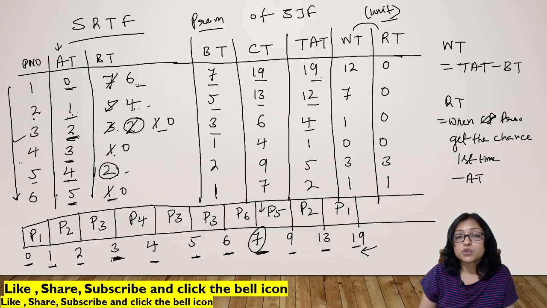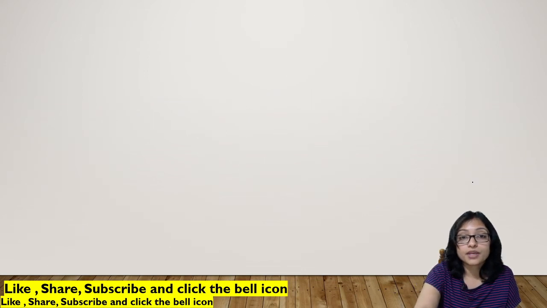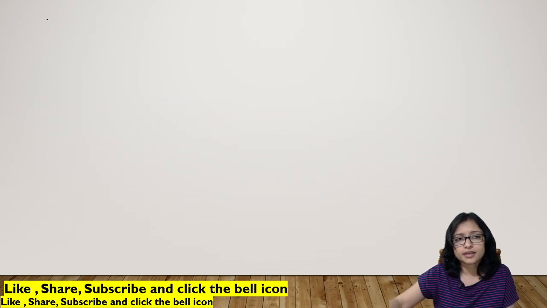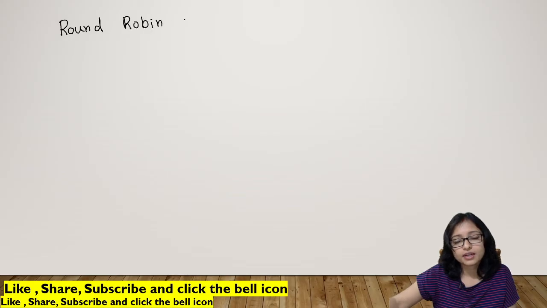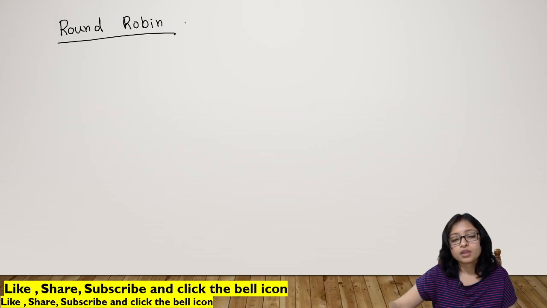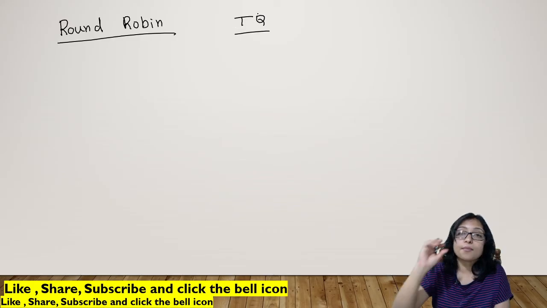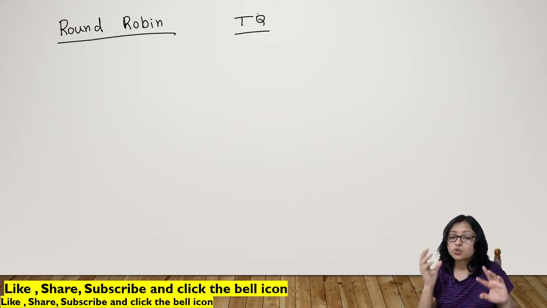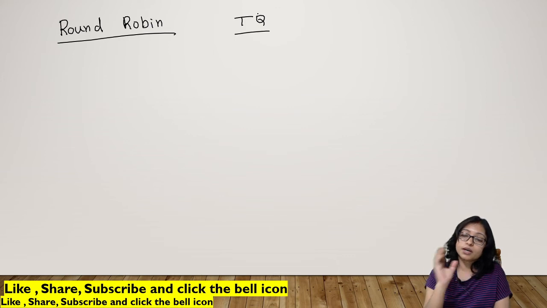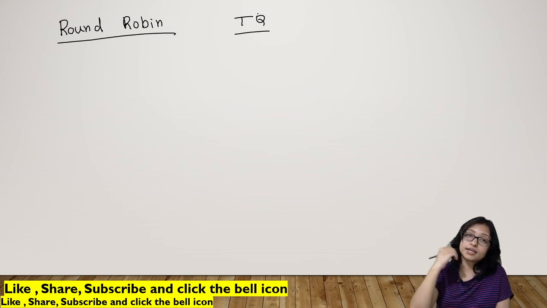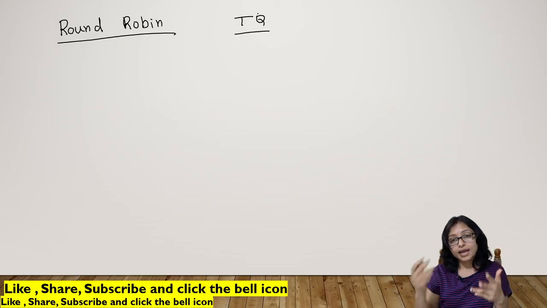Okay, so I hope everything is clear. Now we are going to the round robin algorithm. Here students make mistakes most of the time, and after watching this it will be very clear to you. What is round robin scheduling? Round robin works on a time quantum. A time quantum is a fixed amount of time. It is also a preemptive version, but in SJF it was going on like that every time.